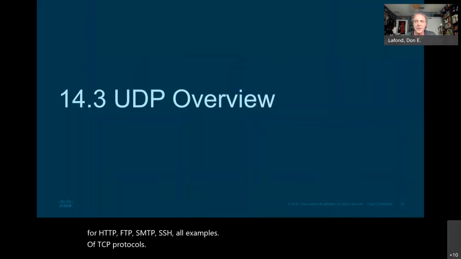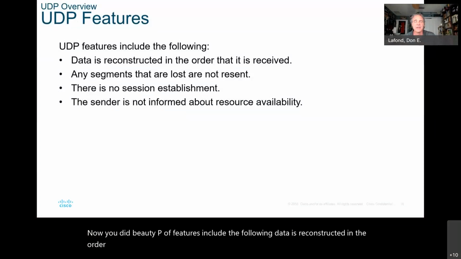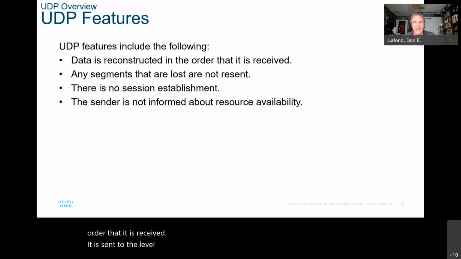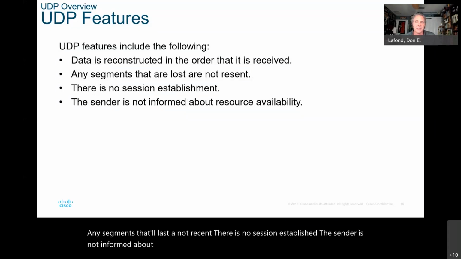Now, UDP features include the following. Data is reconstructed in the order that it is received. It is sent to the level above in the order that it is received. Any segments that are lost are not resent. There is no session established. The sender is not informed about the resource availability, so it does not change the size of the MTU.